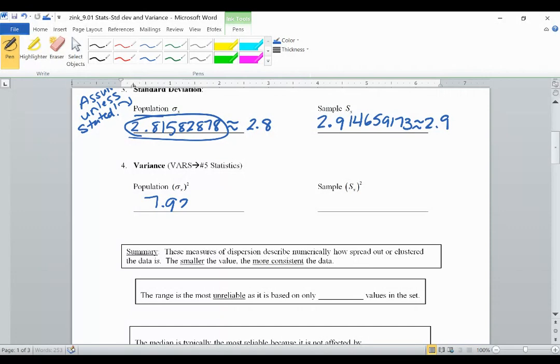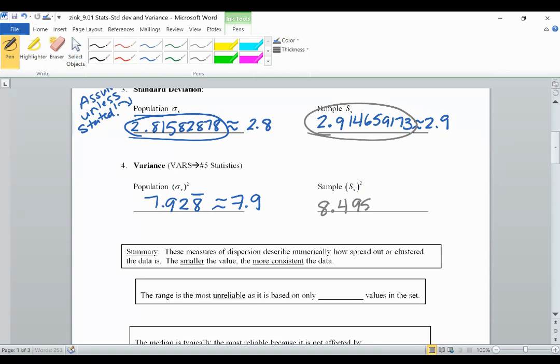And that gives you 7.928 repeating, rounded to the nearest tenth, would be about 7.9. For the sample, you're going to take this number right here and square that, which will give us 8.495238095, which is approximately 8.5. So again, your variance is just this squared, which we have written right here.